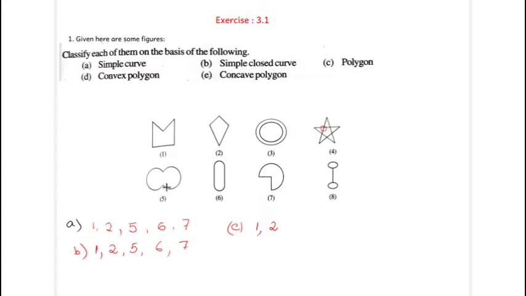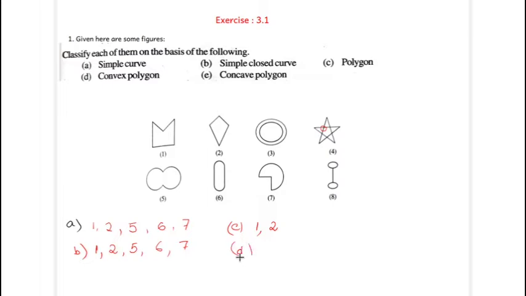Now number 5. Number 5 is not made up of line segments, so it will not go. Similarly number 6, curved line is there, so cancel it out. Now number 7 also has a curved line, so it will not go with it. So what are the polygons here? Number 1 and number 2 are the polygons here.